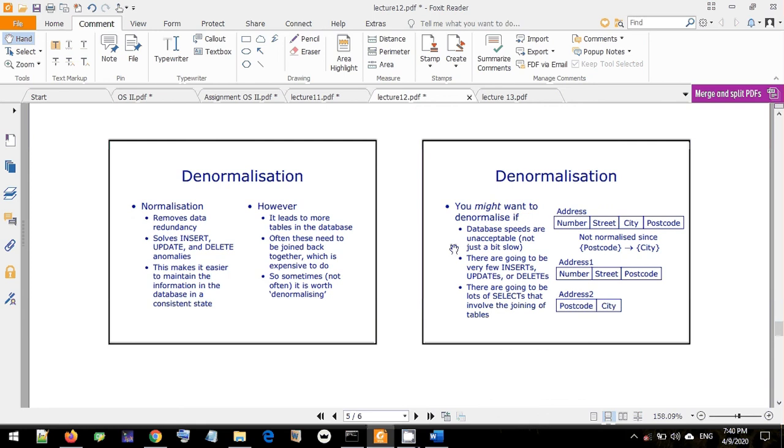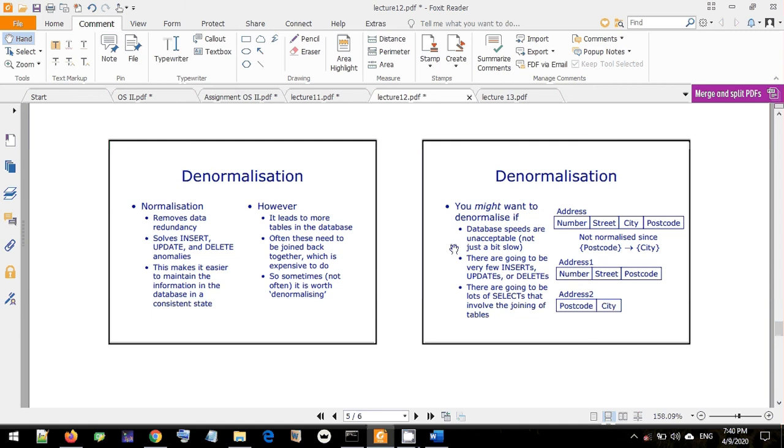Denormalization. The goal of normalizing data is to remove redundancy and solve insert, update, and delete anomalies, and this makes it easier to maintain the information in the database. The only problem we have is that it leads to the creation of multiple tables, which will have to be joined back, and it can be expensive. So sometimes it is necessary to denormalize the relation.